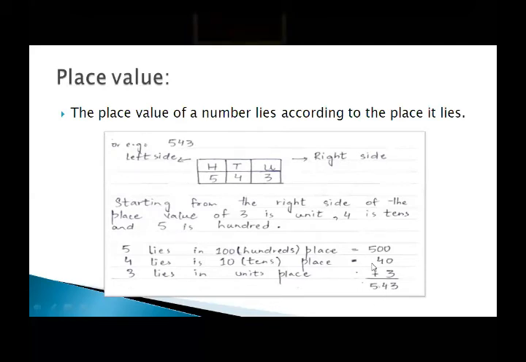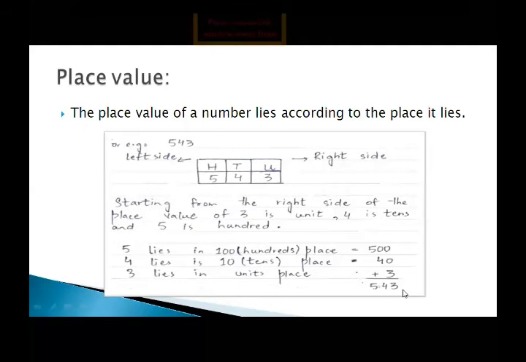Looking at it this way, you will solve exercise 1.2, question number B. Question number 3 will be solved in this manner. Hope you all understand this. If 5 lies in the place of 100, then 5 is represented as 500. If 4 lies at the place of 10, then 4 is written as 40, and 3 lies at the place of unit, so 3 is written as it is. The figure is the same: 5, 4, 3.